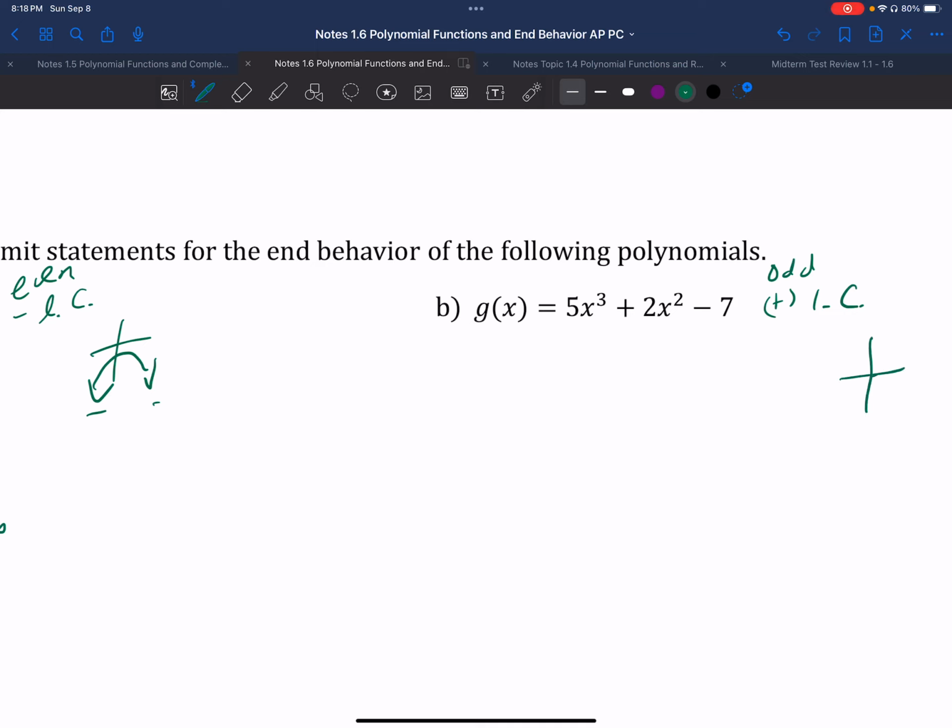Last problem, I have an odd degree function, and then I have a positive leading coefficient. So again, I know it's going to look like positive x cubed. So I'm going to say the limit as x approaches negative infinity for f of x is negative infinity. And the limit as x approaches positive infinity for f of x is positive infinity.